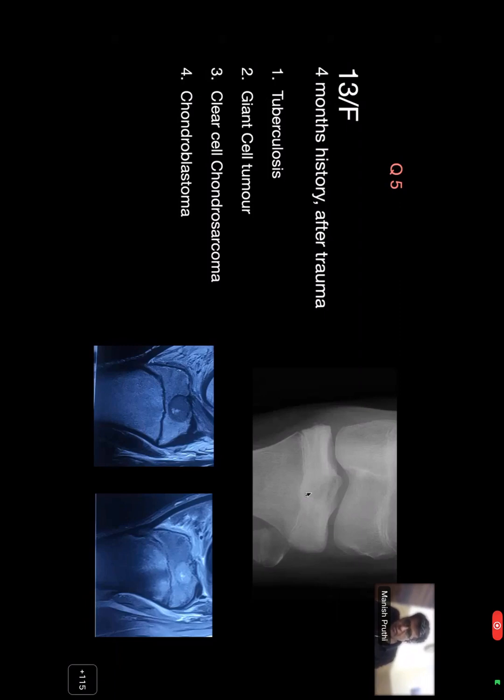A GCT usually happens in a mature skeleton, although it can go into the epiphysis, but it starts from the metaphysis. Clear cell chondrosarcoma happens in adults. So the only thing that we are left with is a chondroblastoma, and this is very classical, as we discussed in the last class. A lot of marrow edema surrounds the lesion, which is very classical for a chondroblastoma. So an epiphyseal location, benign appearing, in a young age, centrally located, is classical chondroblastoma.